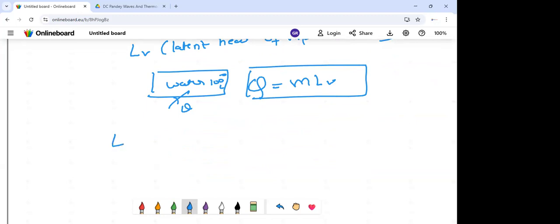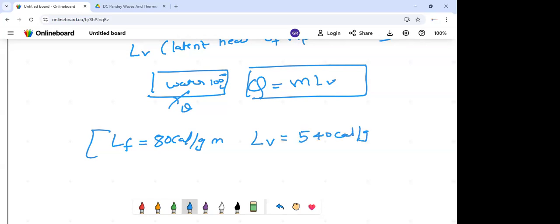Now guys, these values of latent heat of fusion and vaporization will be given in the question, but for our reference, we will take like this. 80 calorie per gram latent heat of fusion and vaporization is 540 calorie per gram. I have a question for you all. It's a conceptual question. I want you all to just read about it and come prepared with your answer in the next class. Right now, I don't want the answer.